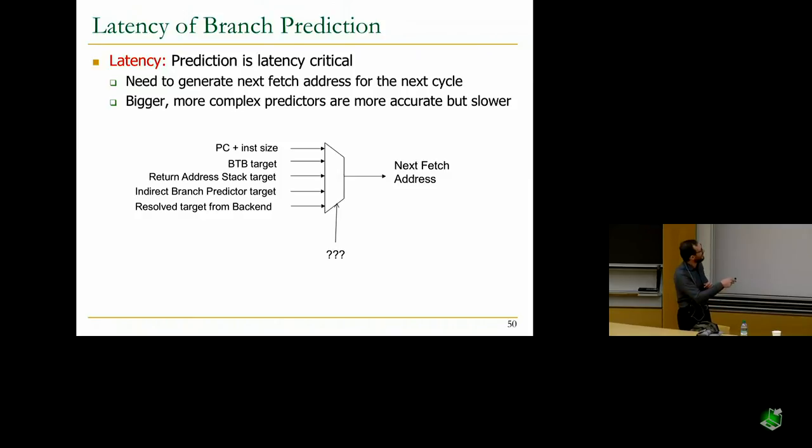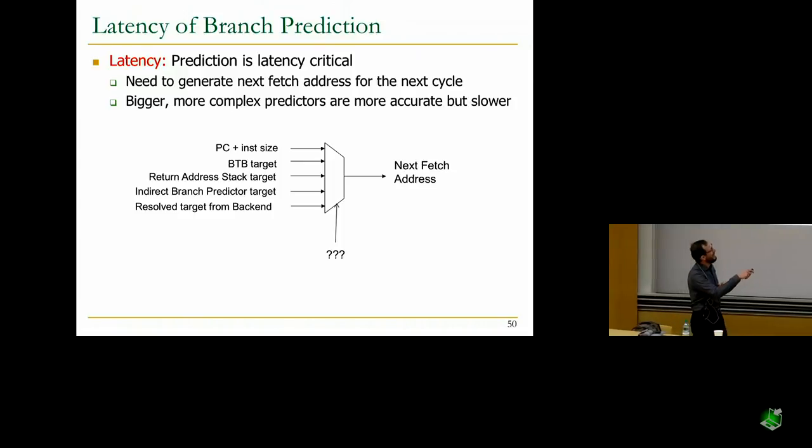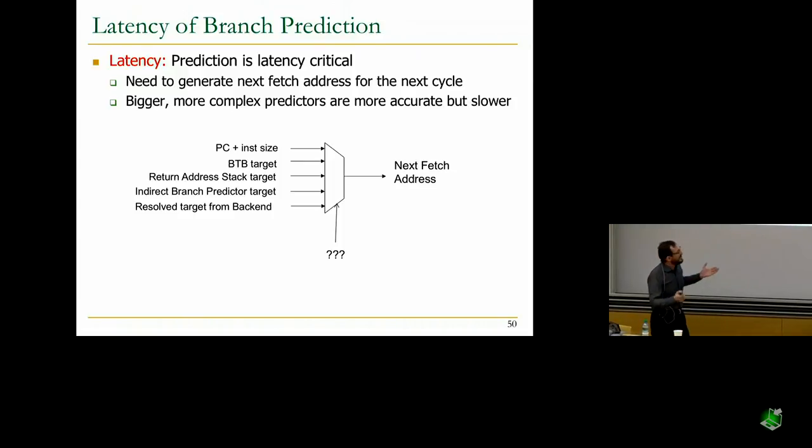There may be more, depending on your branch instruction types. And you need some logic to decide this. And this is your critical path on your front end. So how do existing machines do this?